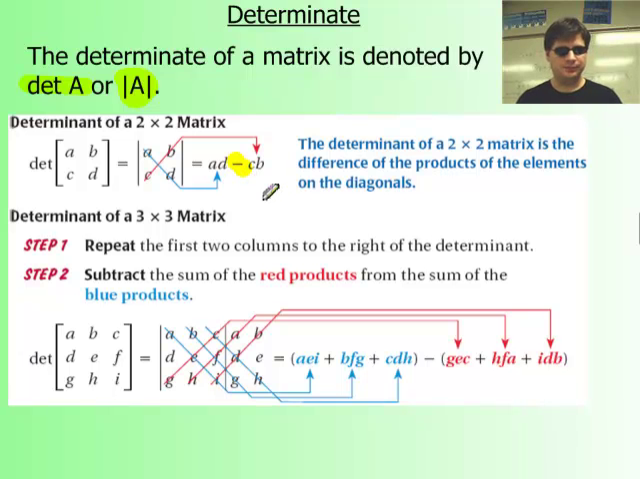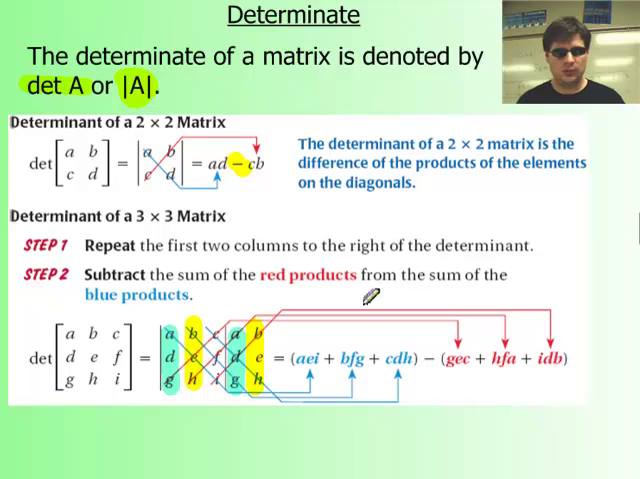Now, a 3 by 3 matrix is a little bit more involved. So if we're trying to find a determinant of this general matrix, the first step you want to do is take the first column here and rewrite it here. And the second column, you're going to rewrite it on the outside of our matrix here. So once you've done that, you start this diagonal multiplication process once again.